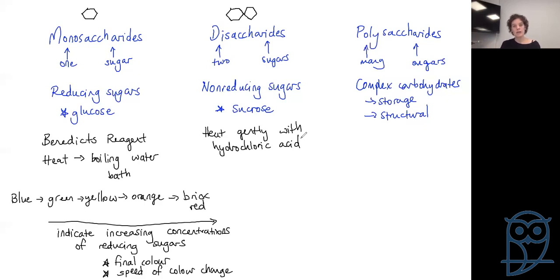Sucrose, we have to heat it gently with hydrochloric acid. We have to break that bond in order to get our glucose out so that we can then do our Benedict's test. But Benedict's is not a fan of an acidic environment. So after you heat gently, you're going to have to neutralize the acid before you carry on with your Benedict's test. Okay, so then test with Benedict's for a reducing sugar.